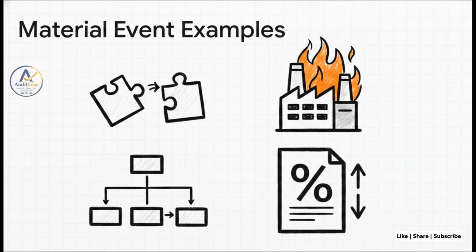First is a major business combination. This is like a corporate merger. Next is the destruction of a major production plant by a fire. Then we have the announcement of a major restructuring plan. Finally, we have changes in tax rates enacted after the reporting period. Users absolutely need to know about these major events.